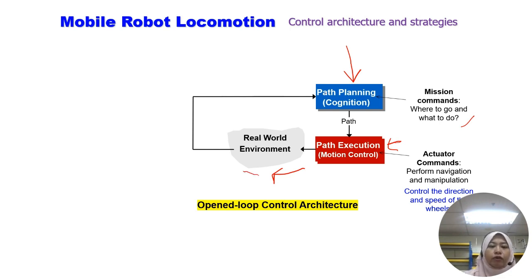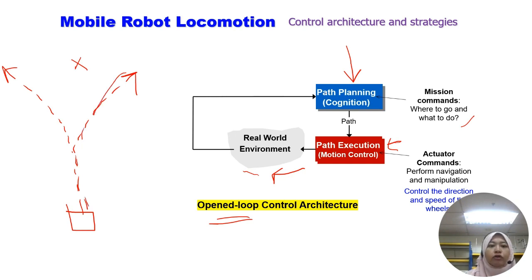So meaning that kalau robot you bergerak, katakan this is you punya robot, dan you nak pergi dekat kawasan sini. Disebabkan you tak measure what is actually happens in that real environment, maybe robot you tak akan bergerak lurus. Dia mungkin akan bergerak macam ni, atau dia mungkin akan bergerak macam ni. So this is open loop control architecture ataupun open loop system. So you tak boleh control pergerakan robot.